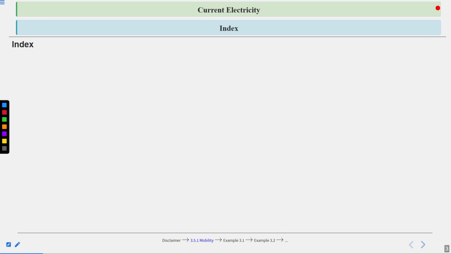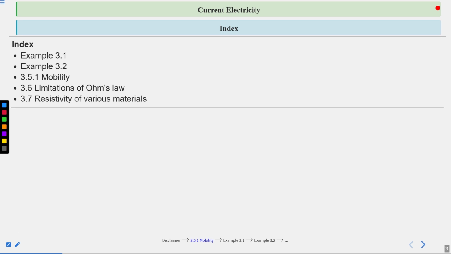So here is the index, the topics that we are going to cover today. First one is example 3.1, example 3.2, NCERT section 3.5.1 mobility, NCERT section 3.6 limitations of Ohm's law, and NCERT section 3.7 resistivity of various materials.